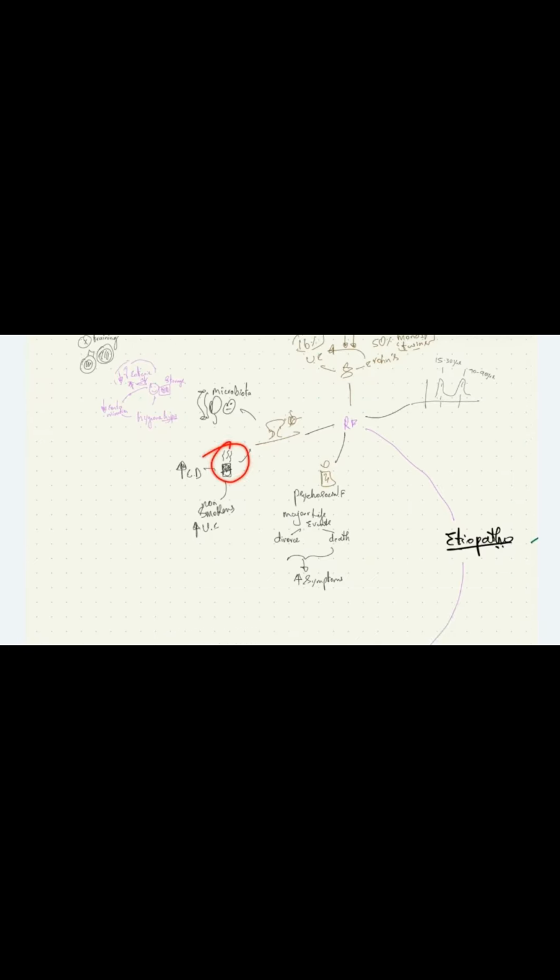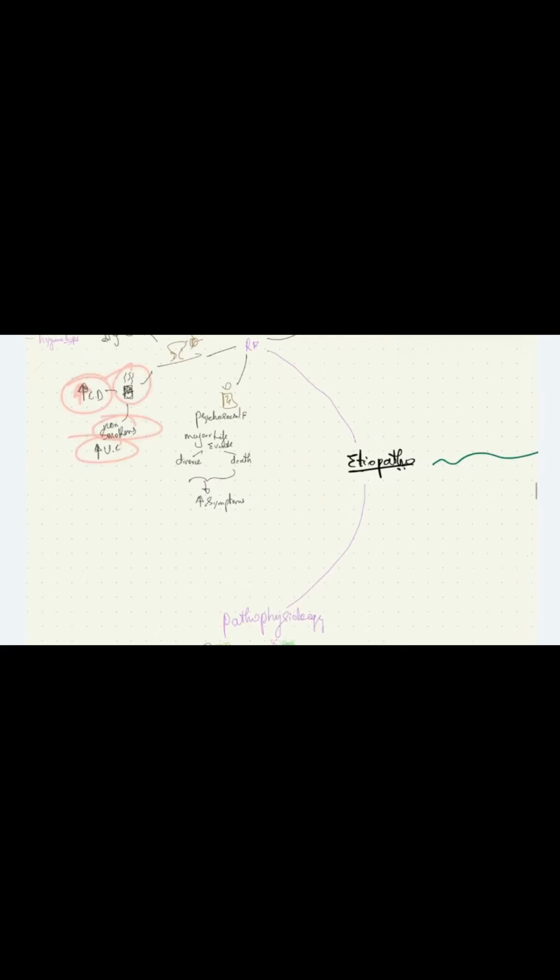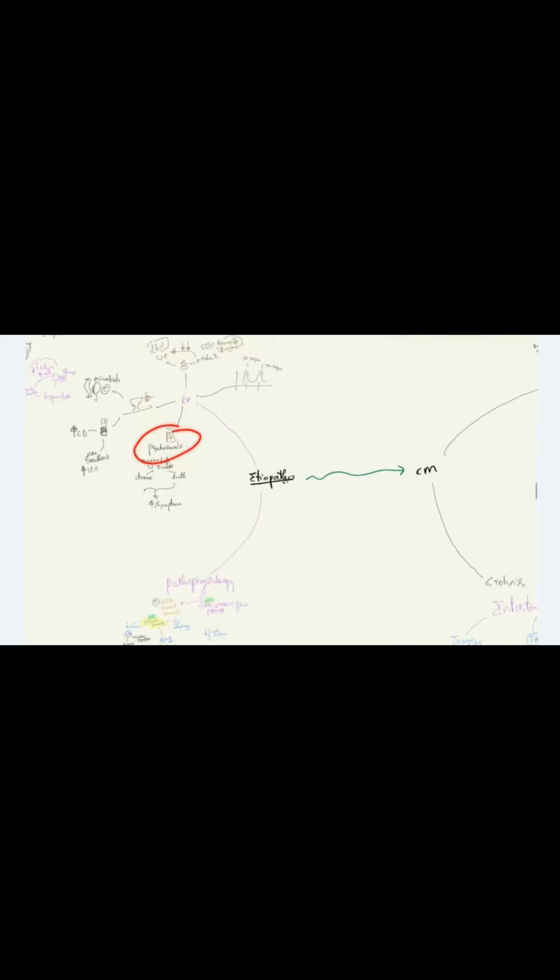Smoking: in smokers we see increased risk of Crohn's disease. The non-smokers have increased risk of ulcerative colitis. The psychological factors, psychosocial factors, have also been seen to increase the symptoms of this disease.